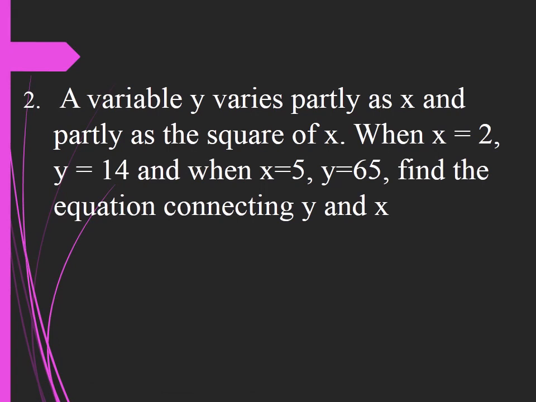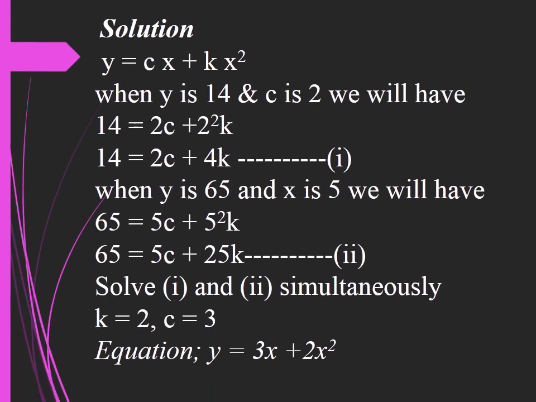Question 2. A variable y varies partly as x and partly as the square of x. When x is 2, y is 14, and when x is 5, y is 65. Find the equation connecting y and x. Solution: y = cx + kx squared.